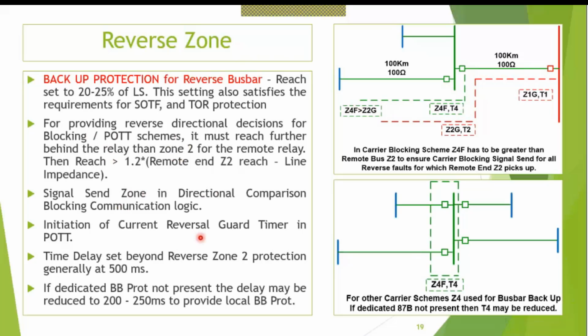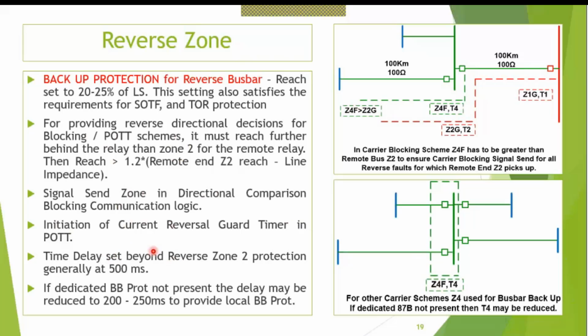For all other schemes, it is not that problematic. The reach is generally 20-25% of line section. For longer lines, 10% will also do. For lines above 100 km, 10-15% is okay. It is also the initiation of the current reversal guard timer in POTT. When we talk about carrier protection, then we'll understand it.